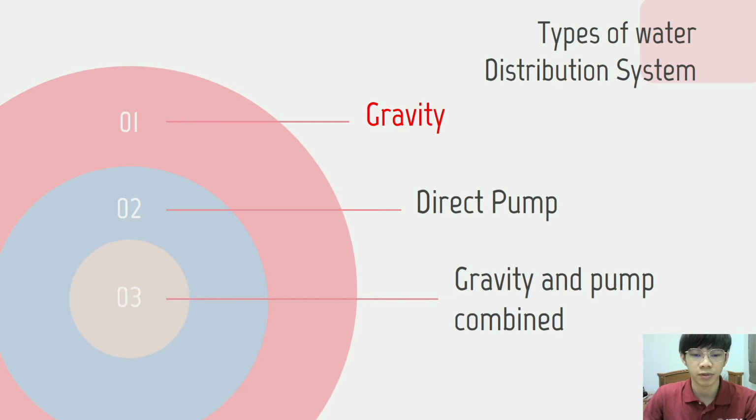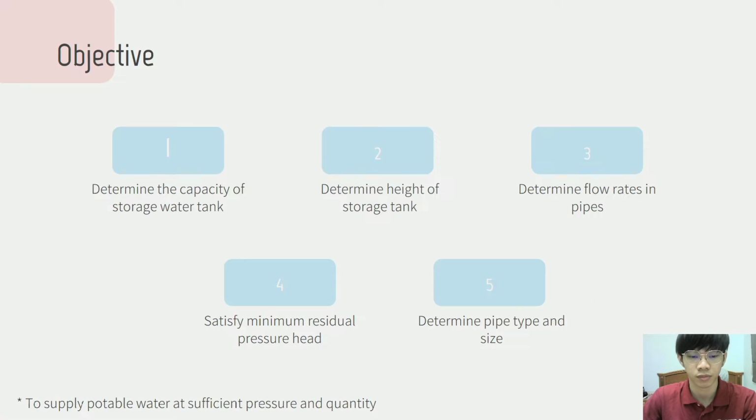There are also three types of water distribution system, which are gravity, direct pump, and gravity and pump combined. After discussion, we chose gravity method to distribute the water needed for the project area. This is because no pump is required and low operation cost.